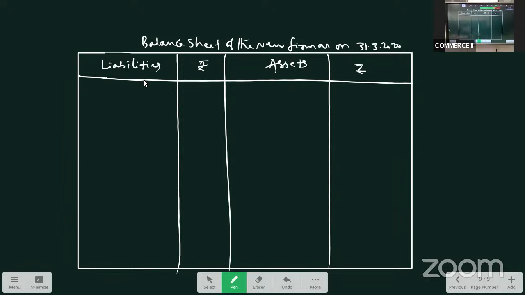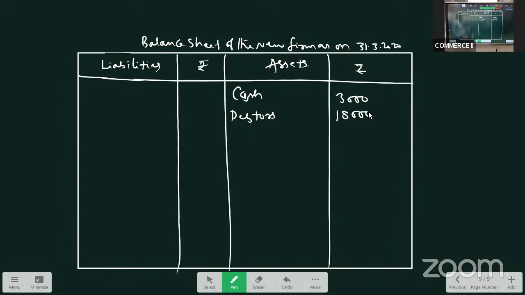What is the first item given in the balance sheet? It is cash. Cash is 3,000. Okay. Cash 3,000. Then debtors. Debtors are 18,000 and there is no change, no provision. So let us write debtors 18,000 as it is.